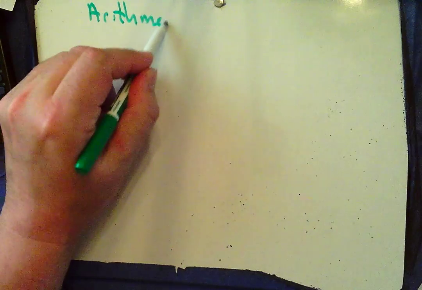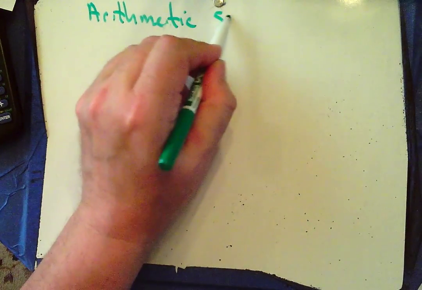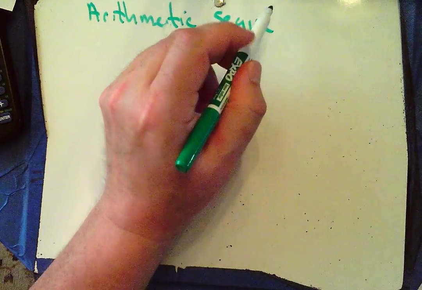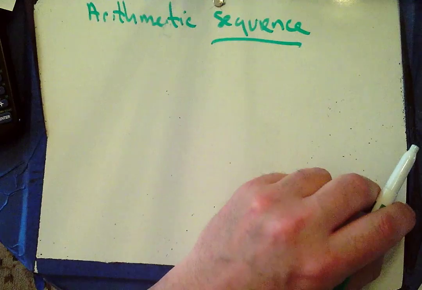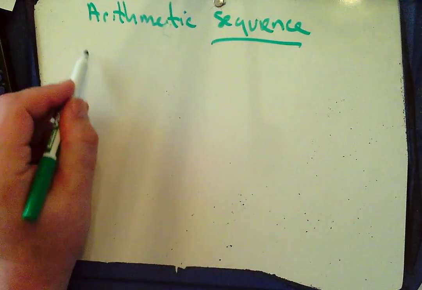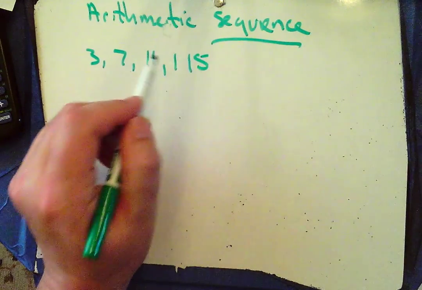Hi everyone, we're looking at arithmetic sequences today. Let's start with sequence. So, sequence, how about a list of numbers? 7, 11, 15.